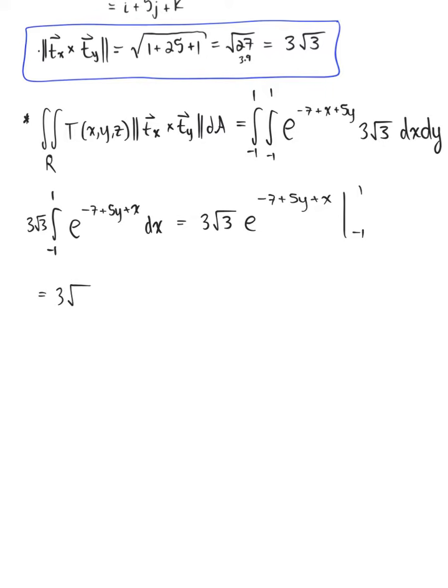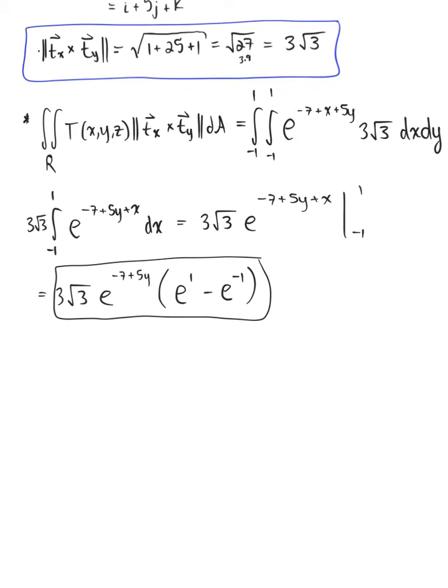So evaluating, we have 3 times the square root of 3 multiplied by the natural exponential raised to the negative 7. And you know what? Let's separate this out here. Let's think of this as 3 times the square root of 3 multiplied by the natural exponential raised to the negative 7 plus 5y. And now I've separated out the natural exponential for the x using properties of exponents. So that's the natural exponential raised to the 1 minus the natural exponential raised to the negative 1. And that's all we need.